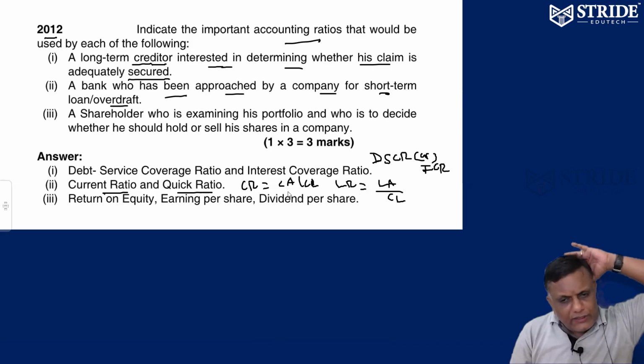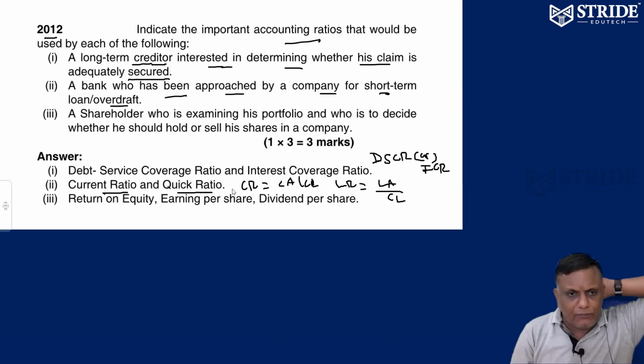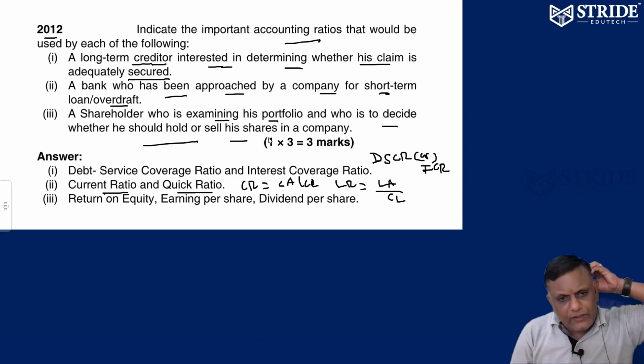If they have a higher current ratio and liquid ratio, they can automatically get a loan immediately, especially short-term loans. Next, a shareholder examines his portfolio to decide whether he should hold or sell his company shares. What kind of things is he always looking for as a shareholder?